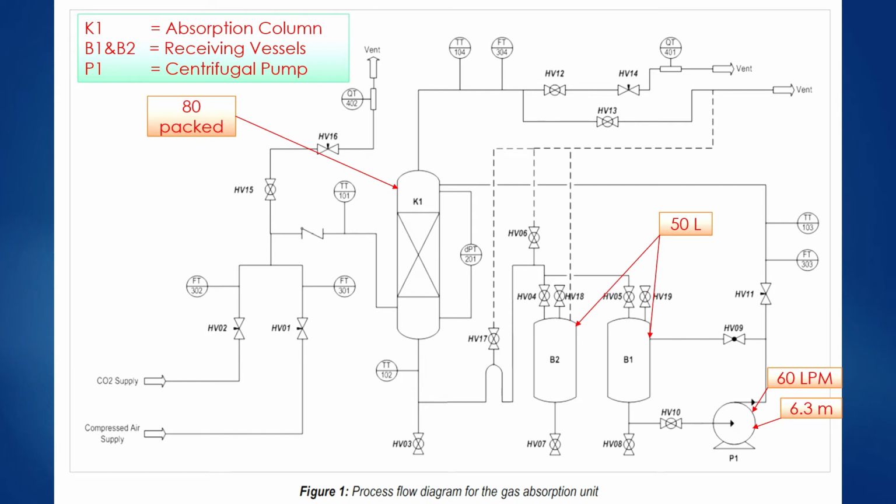Close valves HV12, HV14, HV15, HV16 and HV17. Ensure that HV13 is fully open. Turn off the main switch.